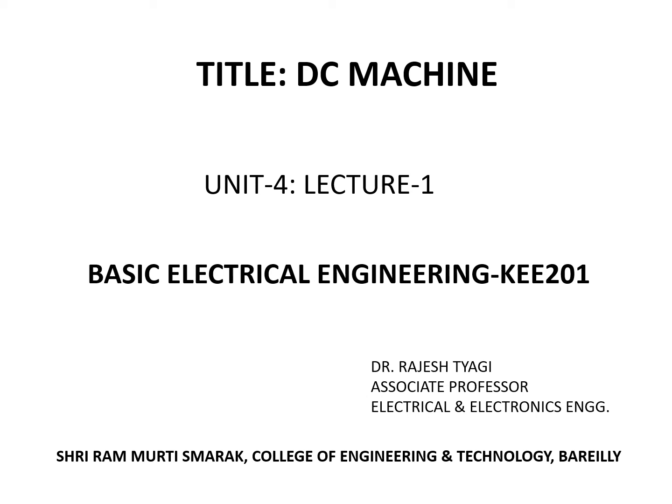Hello, first year students. This is your subject Basic Electrical Engineering, University Code KEE 201, for the second semester. There are a total of 5 units. Units 3 and 4 are based on machines. Unit 3 is based on the transformer, a static type of machine, and unit 4 covers all rotating machines.